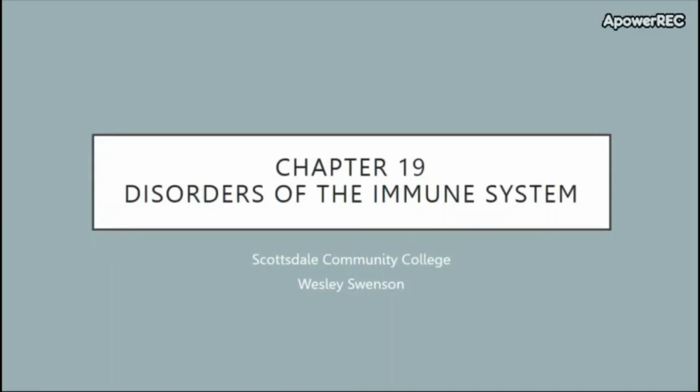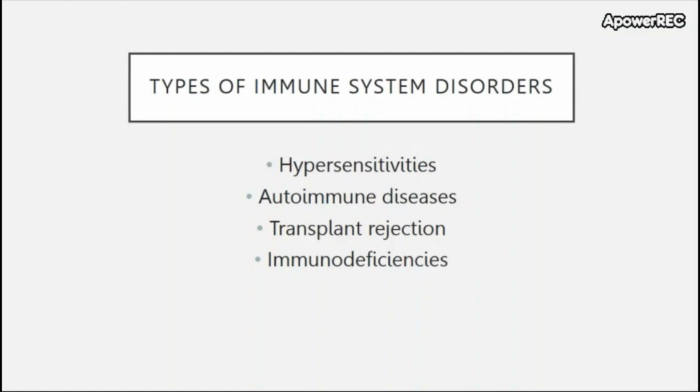This is chapter 19 and we'll be discussing disorders of the immune system. The types of immune system disorders that you should understand by the end of this chapter are hypersensitivities, autoimmune diseases, transplant rejection, and immunodeficiencies.